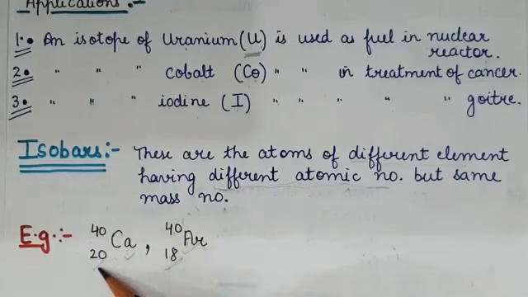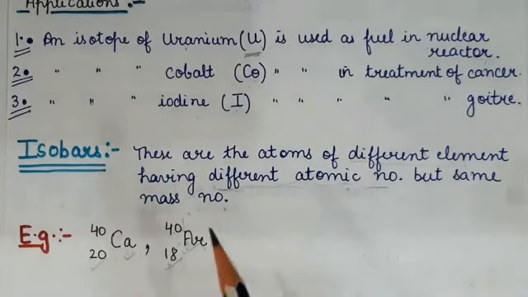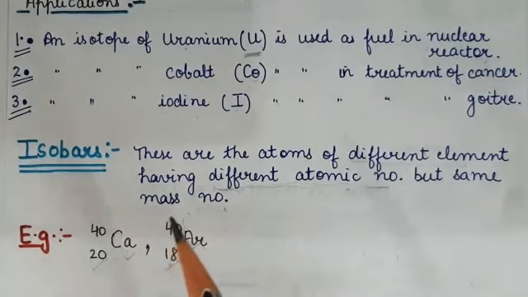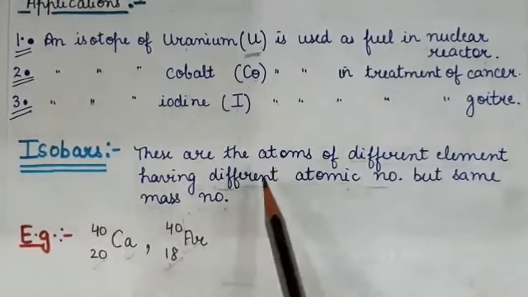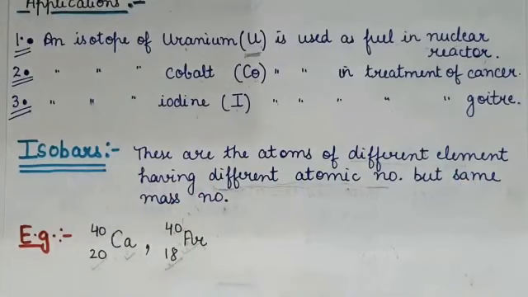Calcium atomic number is 20, argon atomic number is 18. So different elements, different atomic numbers. But the masses of both of these are the same, that is 40 and 40. So these are a pair of isobars. Isotope: same atomic number, different mass number. But isobar: different atomic number, but same mass number. Clear, students?